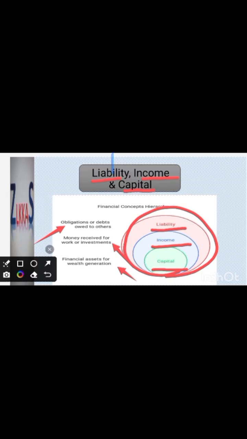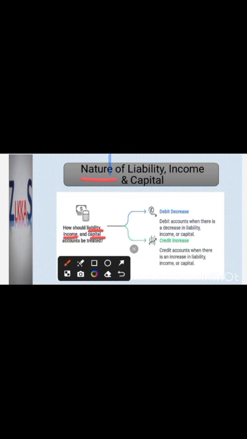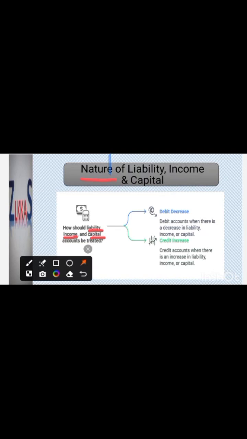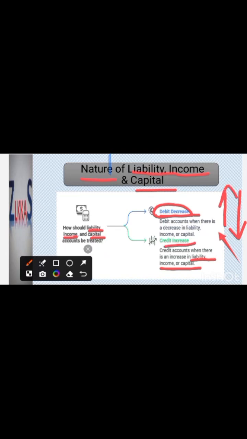Now we will check the nature of these three accounts. We have to just remember one rule. We have to remember that when liability, income, or capital decrease, they will be debited. It's opposite to the first two accounts. If you remember the first two accounts, assets and expenses, when they increase, they are debited. But here, when liability, income, or capital decrease, they will be debited. And on the other hand, when liability, income, or capital increase, they will be credited. So you have to remember these rules for all five accounts.